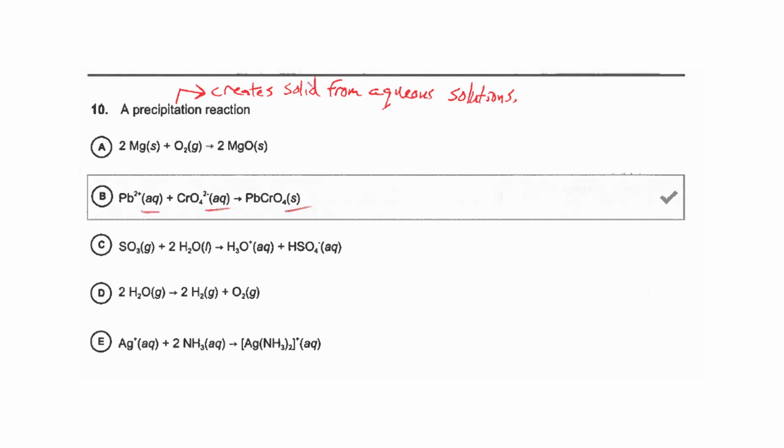A precipitate reaction is a solid made from aqueous solutions, so the answer is B. I'm looking at my other answers, and A does make a solid, but it's not a precipitate because it's not coming from aqueous solutions, so not that one. Okay.